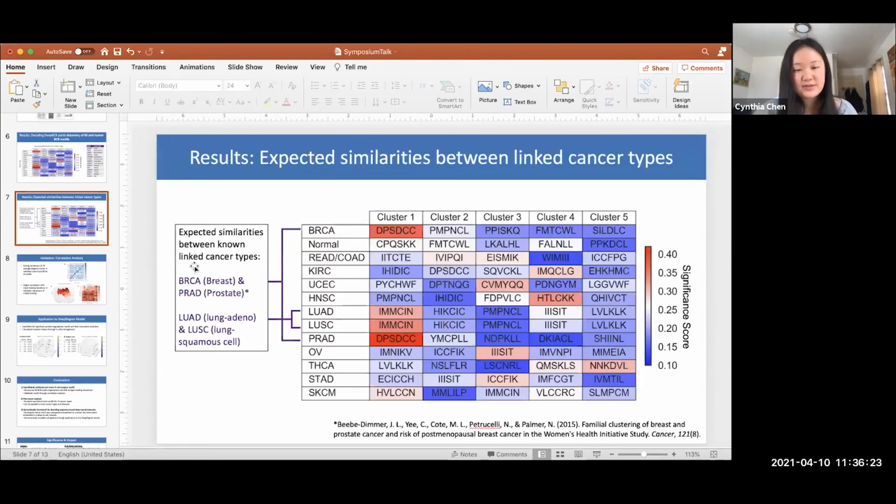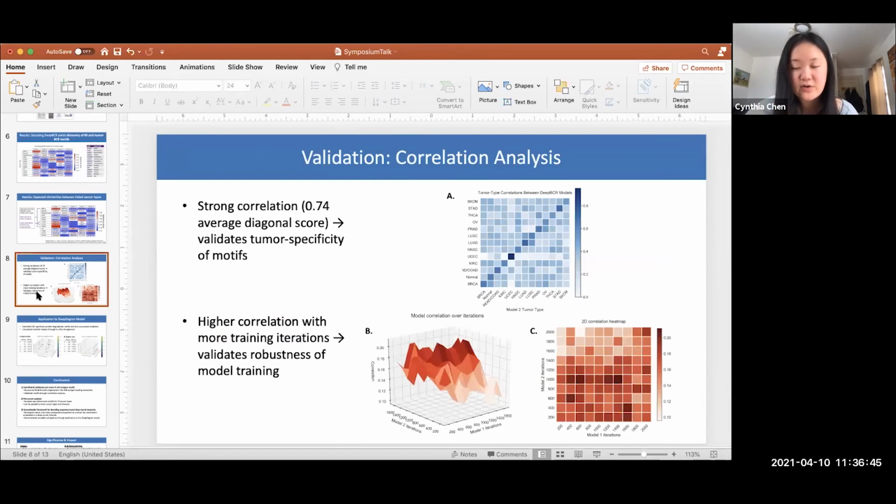So from this table, we were able to perform some sort of qualitative analyses where we just looked at the table and identified some patterns or similarities among these different cancer types. We were able to identify similarities between the breast cancer rows and the prostate cancer rows. But this is just a qualitative perspective where we just looked at it and didn't really calculate anything. So we wanted to perform some more rigorous quantitative validation analyses as well.